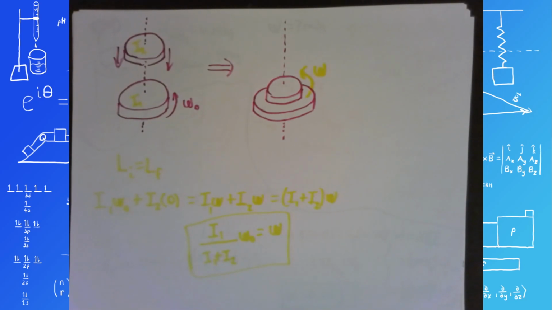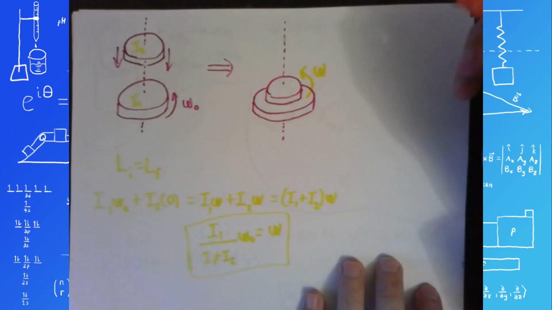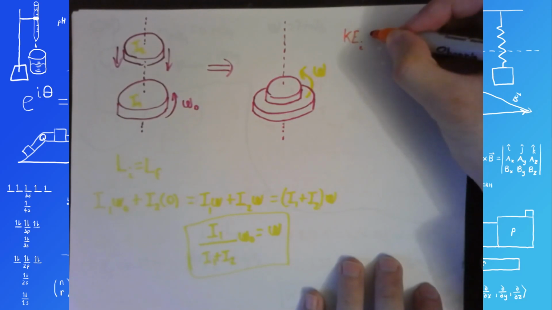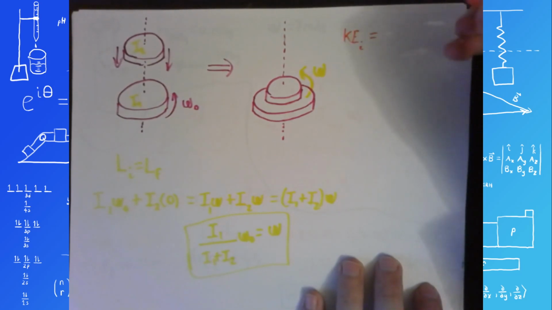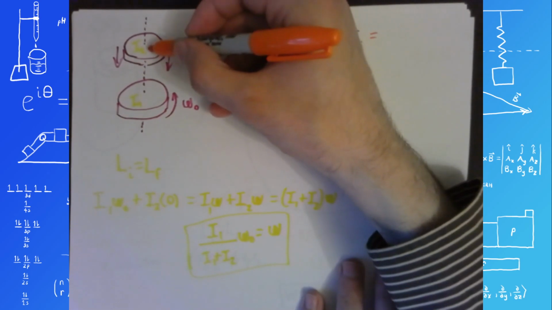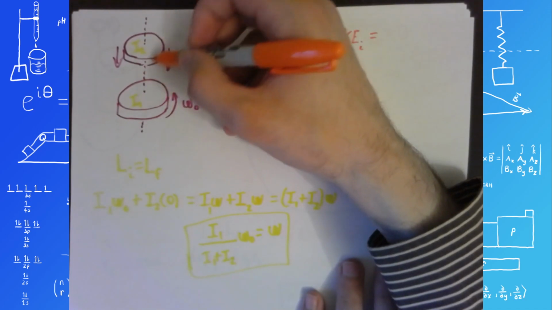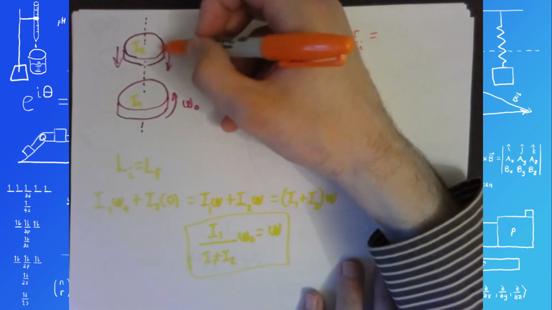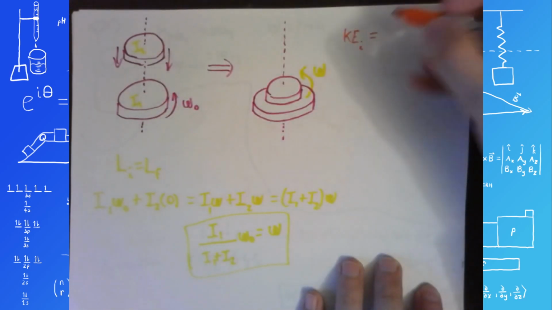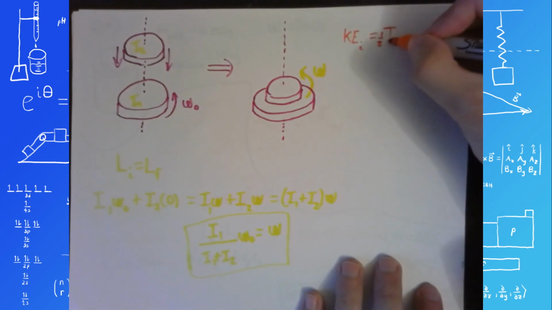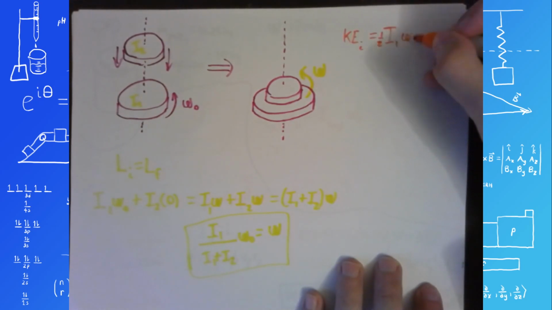Let's go ahead and see what we can do with the kinetic energies. So first, let's derive expressions for both. Kinetic energy initial is equal to, well, this thing isn't really going to have any sort of initial kinetic energy. It's just dropped onto the other disk when it has no rotation in the beginning. I1 has a starting kinetic energy of 1/2 I1 omega 0 squared.